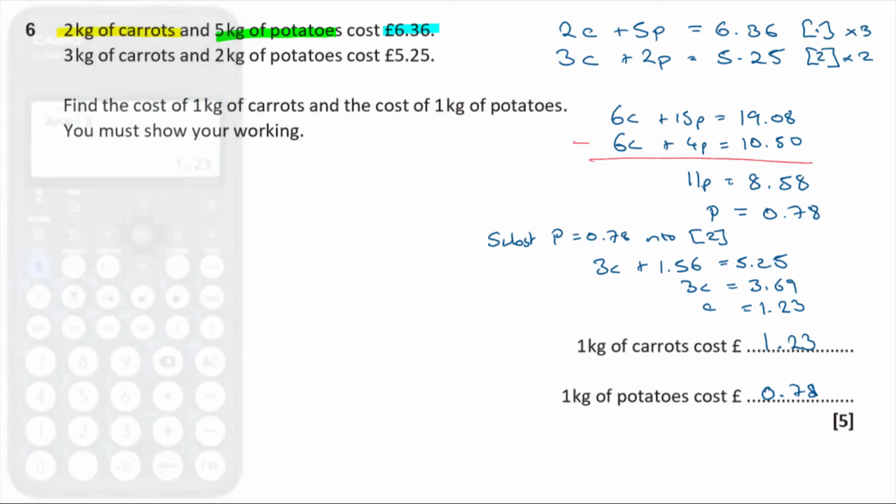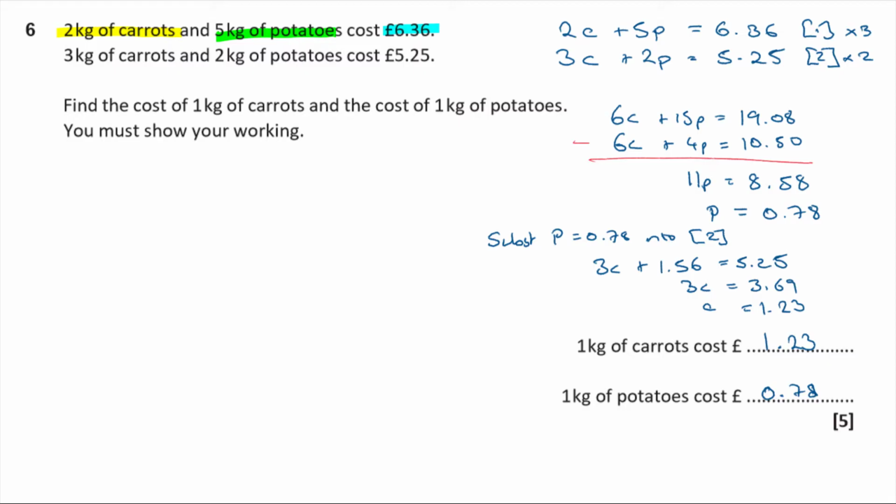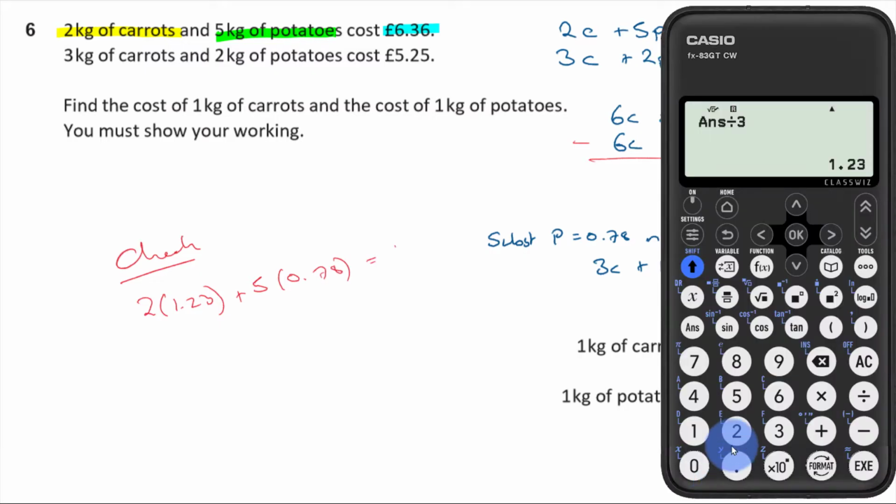Now, it's always a good idea just to double check this. I used equation 2 to work out C from P. So if I just sub both those numbers into equation 1, just to double check that it all balances out. So check. If I do 2 lots of the price we think carrots are, £1.23, plus 5 lots of the price we think potatoes are, 0.78, is that equal to £6.36? I'm just going to double check that on my calculator. 2 times 1.23 plus 5 times 0.78, that does indeed come to £6.36. Okay, so I'm happy with that.